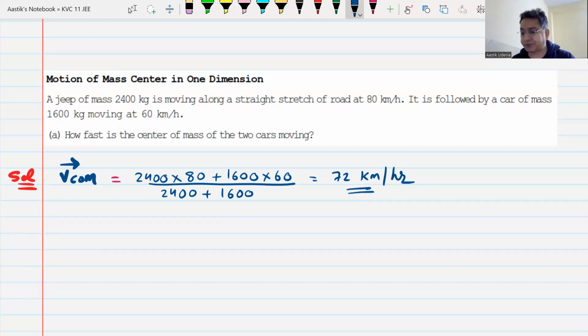Everyone got this? Yes or no? Okay. As you can see, this is quite simple. Let us try one more. Everyone got the answer? Not getting a response from the other center. Are we there, beta? We got the answer, sir.